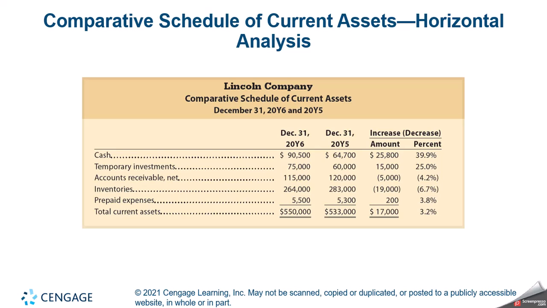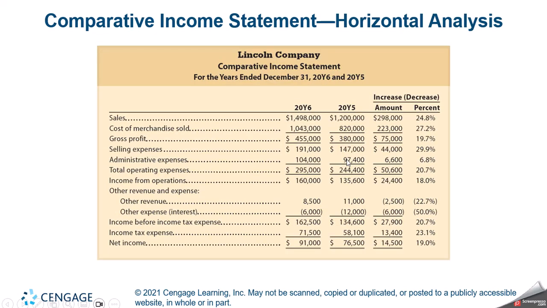And then here, again, the same thing. We're just focused on the current assets. So we calculate our change, take that change, and divide it by last year's to get the percent. Then the horizontal analysis of our income statement is the same mathematics. We take the change. Our sales increased 298,000, and we divide that by last year to get the percent.